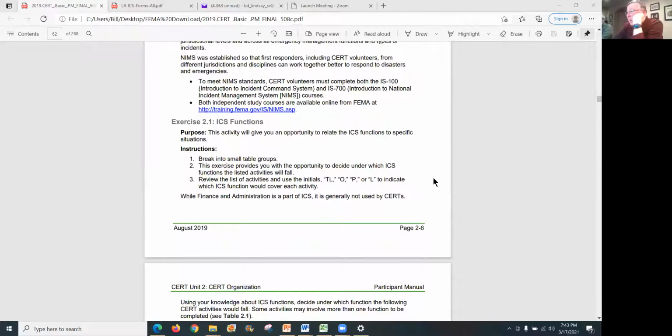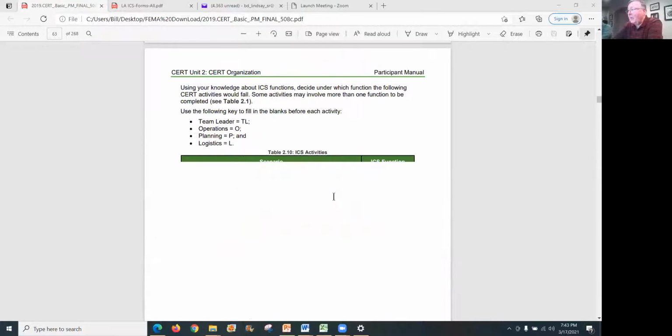Okay, so here's what they really want you to know. You've got a person that's TL. You can take your helmet, take a piece of tape on it and write TL on it. You can go to the person in charge of operations, take a piece of tape and put O on it for operations. Put P for planning and L for logistics, okay? Forget about the other ones.